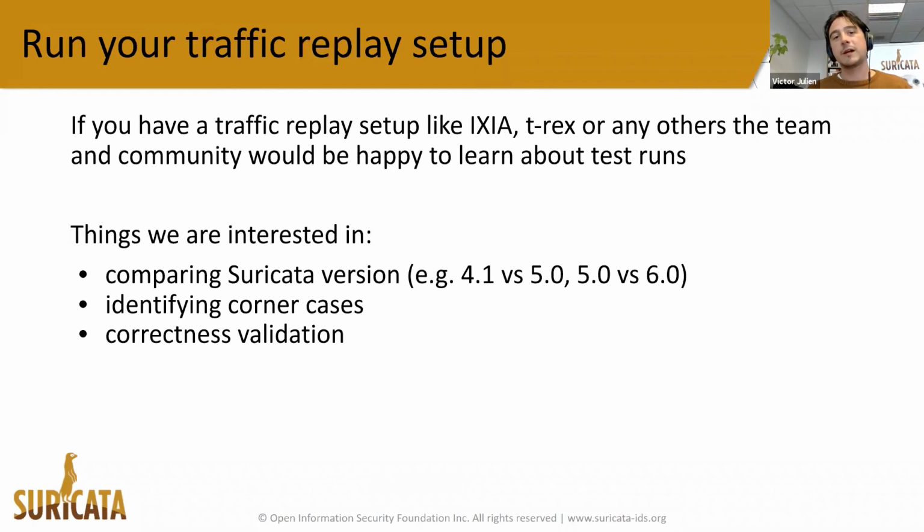Then if you have some access to something very expensive like an Ixia traffic replay setup, and you're able to generate some reports, especially comparing Suricata versions, we would be very interested. Also identify corner cases, like what happens if I do 10 million concurrent flows, or what happens if it's all UDP or all ICMP, things like that, I think would be very interesting to us. And if you're able to actually confirm correctness, is the output of Suricata what you expect? That would be even more useful.